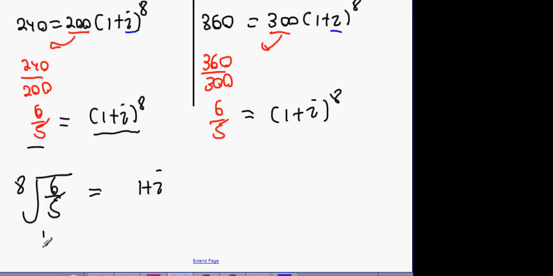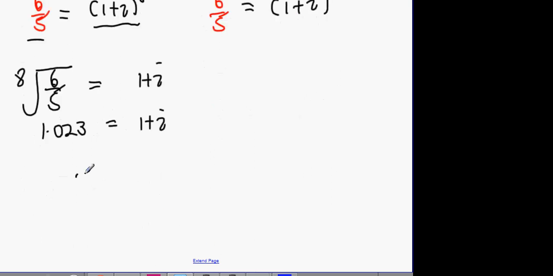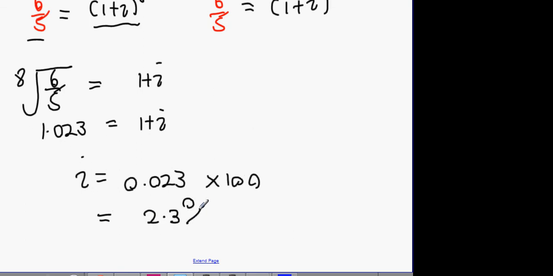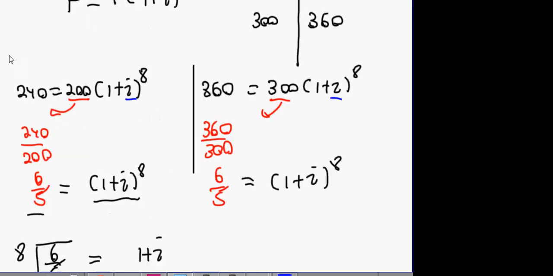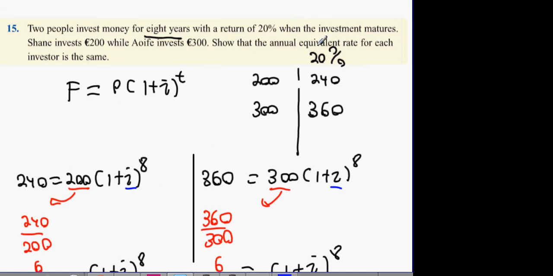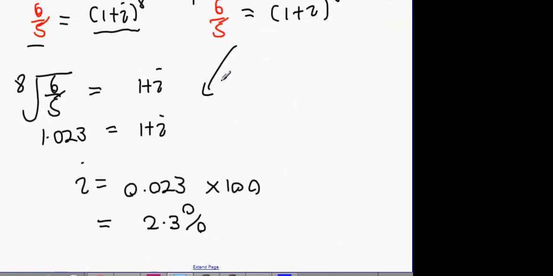Okay? So 1.023 ends up to be 1 plus your interest in decimal form. Your interest in decimal form therefore is 0.023. That's not in percentage, so we multiply it by 100, and the answer to this question is going to be 2.3%. And just reread the question. Show that the annual equivalent rate for each investment is the same. We just have to do that there because both questions turn into the same thing. Okay?